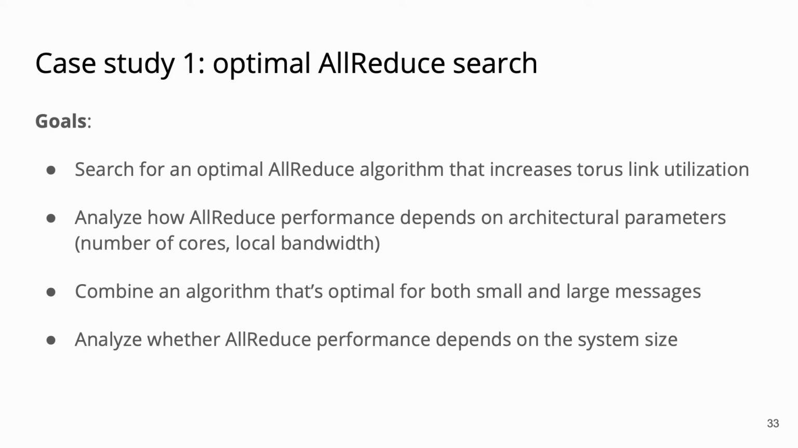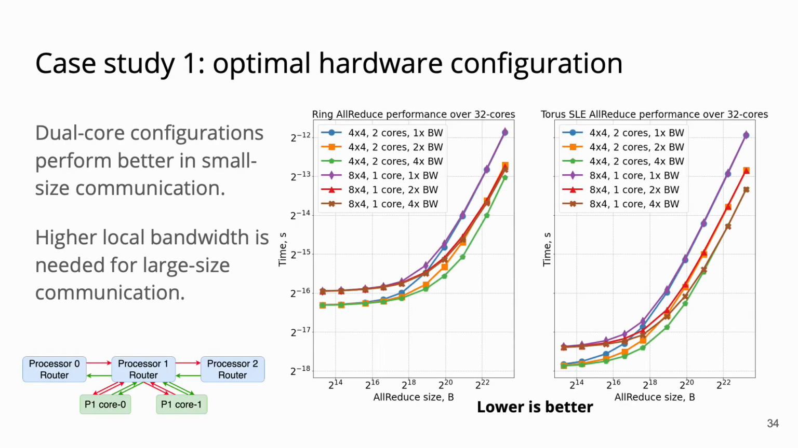If we find out it does, we would like to alter it before it's too late. We also want to check whether system size affects the algorithm's optimality. Consider a system with 32 accelerator cores. We can organize them as a 4x4 system of dual-core chips or an 8x4 system of single-core chips. We can also provide a different amount of local bandwidth between the cores.